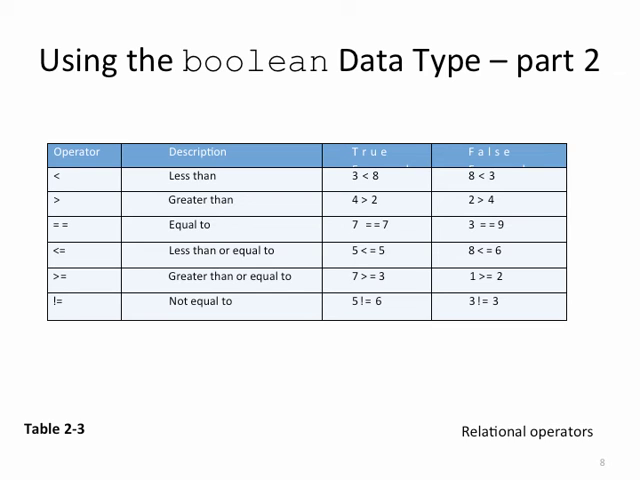So look at the less than row. 3 less than 8. That's true. 3 is less than 8. 8 less than 3. Oh, that's false because 8 is not less than 3. So you can see it's giving you an example of when that operator yields a true and when that operator yields a false. And you can examine that for the rest of these operators.